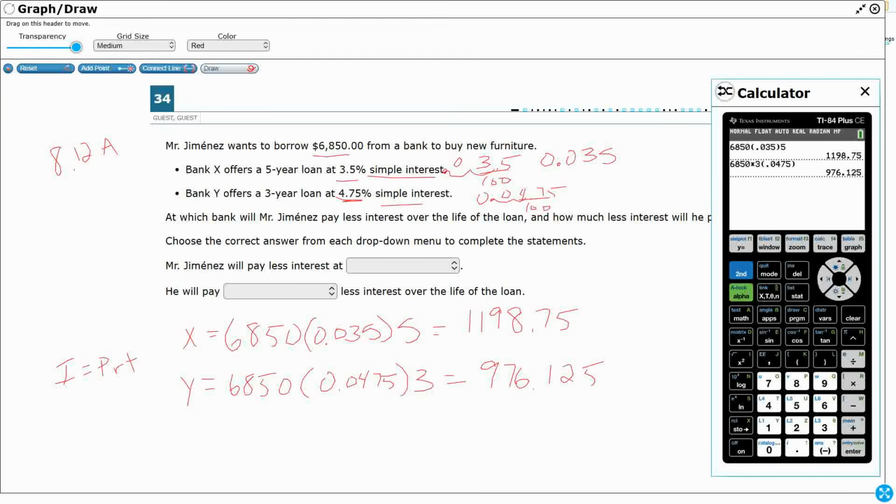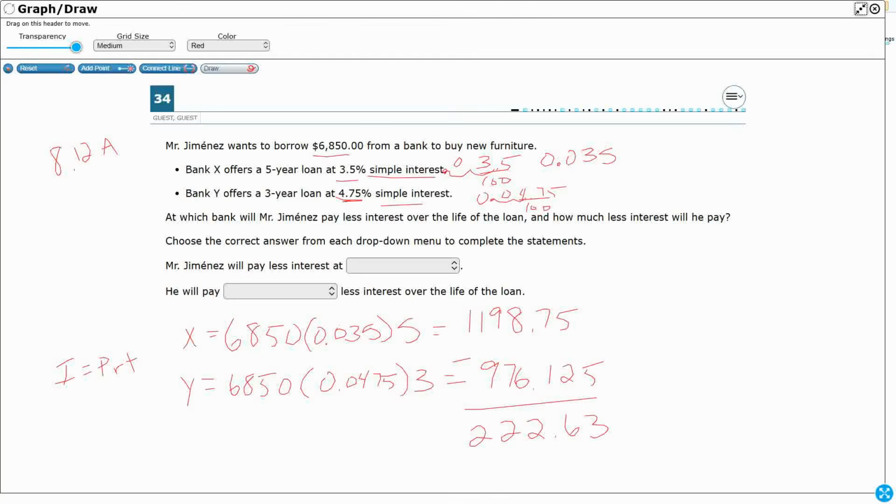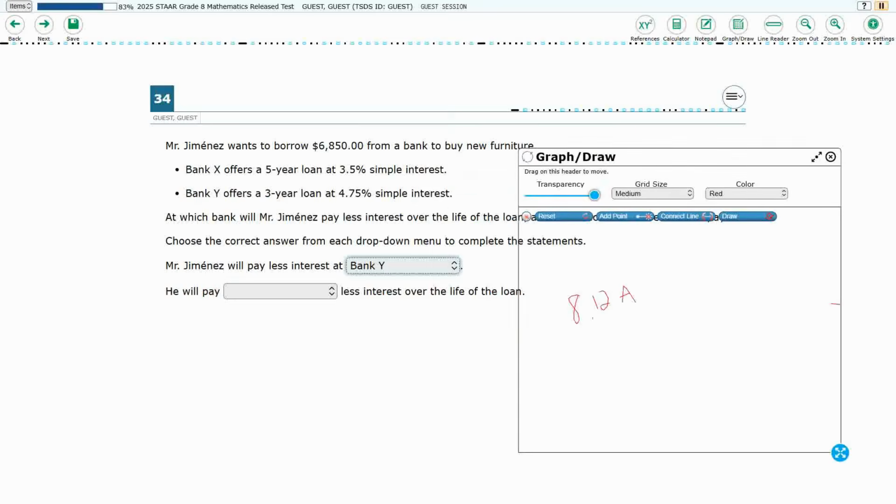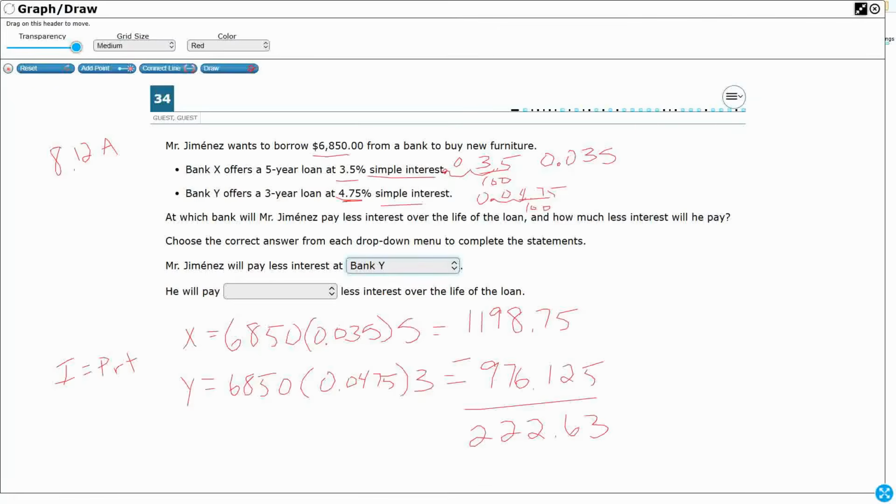Okay. So let's go ahead and subtract these two. 1198.75 minus 976.125. We're going to have to round that because we're going to go to just the cents part. It's going to equal 222.63. We want to round that up. All right, so less interest will be paid at bank Y, and he will pay how much less interest? What did I say? 222.63. So let's do 222.63. All right, so that is how we get full credit on this.